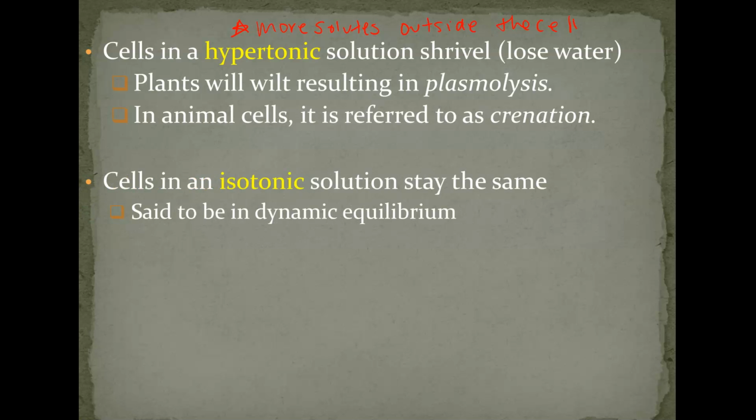The next one is called an isotonic solution. In isotonic, there's the same on both sides. Equal, we'll see a little bit of movement, but it's going to stay in dynamic equilibrium.